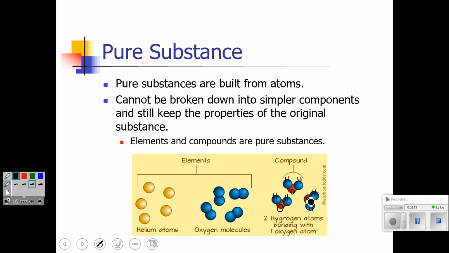So when we're talking about a pure substance, we're talking about the fact that if you break it down to the most basic part of it, and it's still retaining the original properties of that substance, then it's all made up of the same thing. Pure substances are always made up of the same thing. You can't pull anything else out of it. Again, like pure water or pure gold, there's nothing else inside of that.